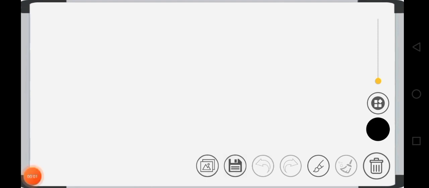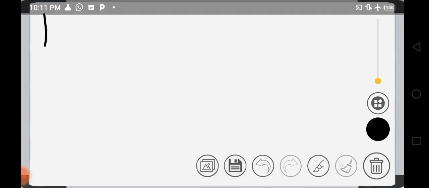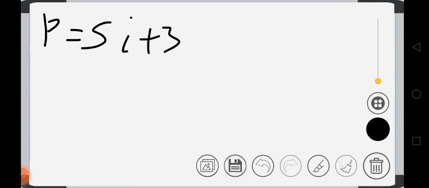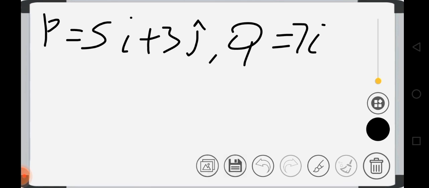All right, let's look at this. Find the unit vector in the direction of the resultant of P equal to 5i plus 3j, and Q equal to 7i minus 8j. The question says to find the unit vector in the direction of the resultant of these two.